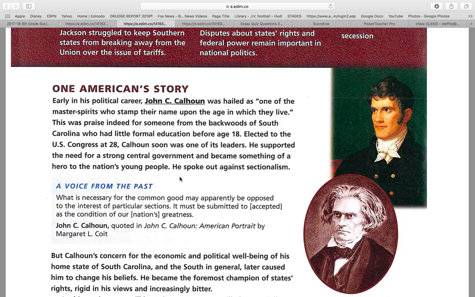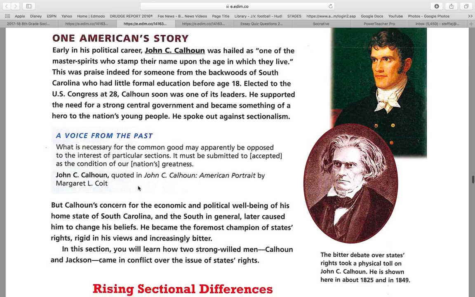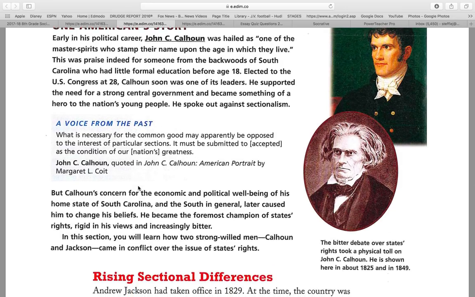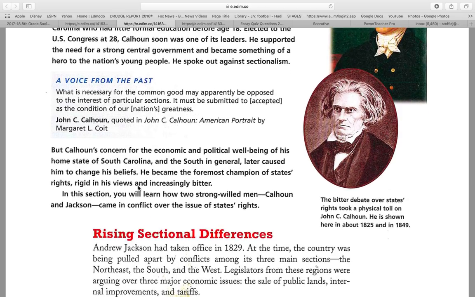He spoke out against sectionalism. What is necessary for the common good may apparently be opposed to the interests of particular sections. It must be submitted to as the condition of our nation's greatness. John C. Calhoun, quoted in John C. Calhoun's American Portrait.